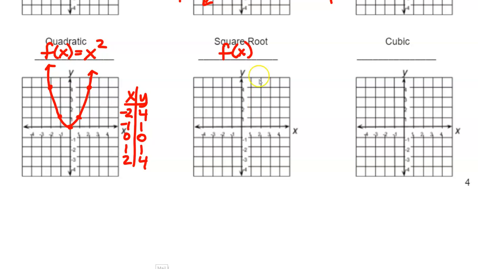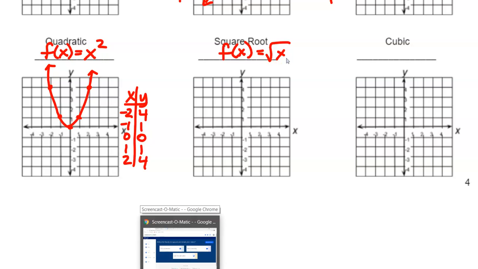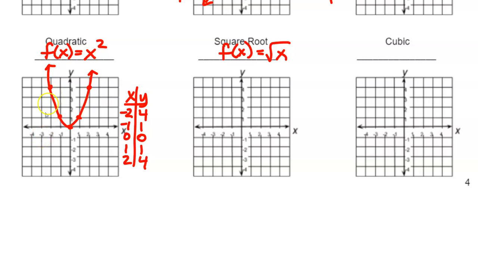The square root, f of x is equal to the square root of x. We saw a square root earlier, reminding you that that is the inverse or the opposite of our squaring. And so if I do a t-table, we're looking for nice values to be able to graph. Now, we do -2, -1, 0, 1, and 2. Let's just start with 0.